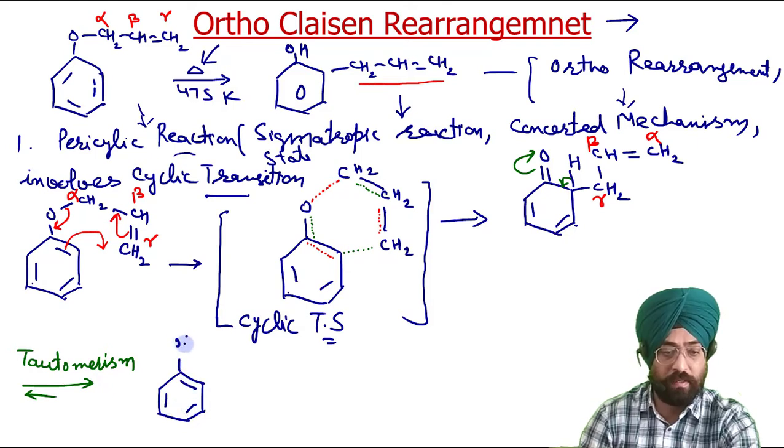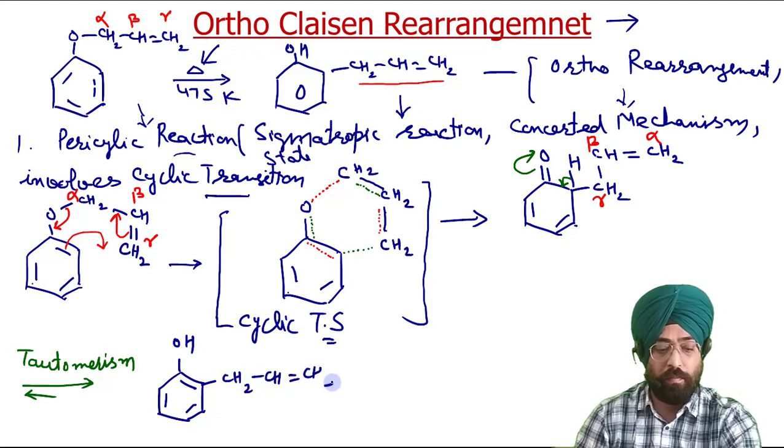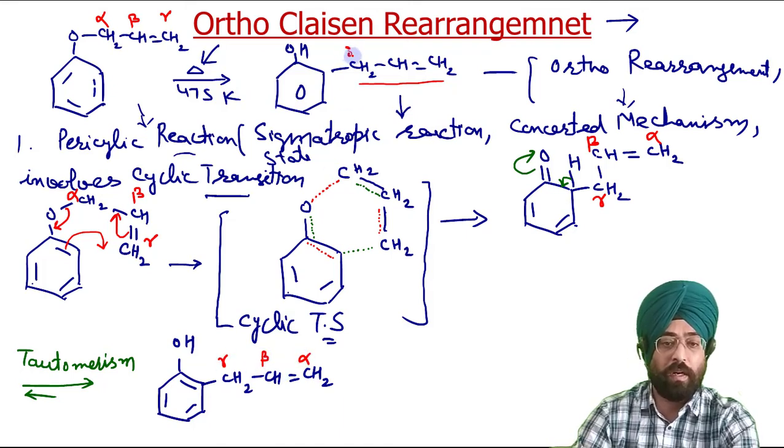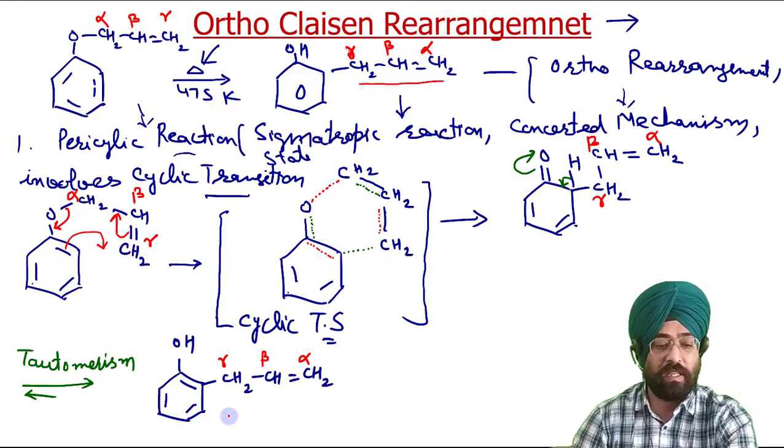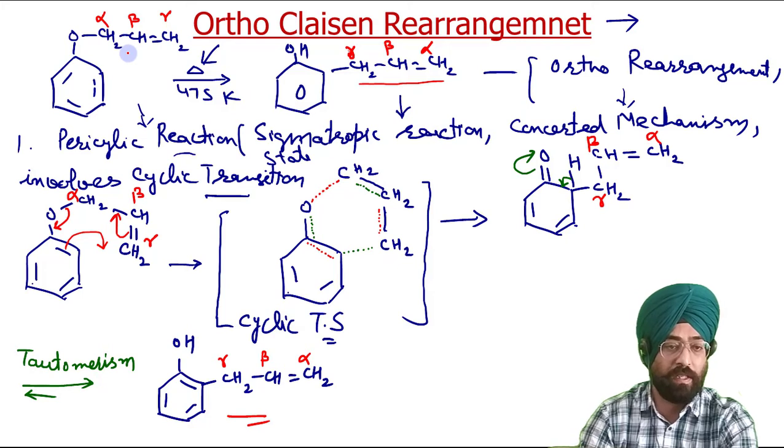This is OH. This is CH2, CH double bond CH2. But now this is your gamma position, this is beta and this is alpha. So this is your gamma, beta and alpha. So we can say inversion has taken place. This group has been inverted. It is not like that it simply gets detached from here and gets attached here. Actually this bond shifts here.